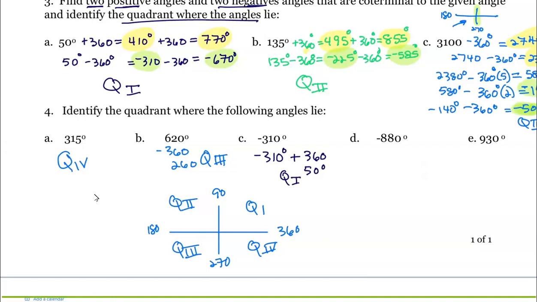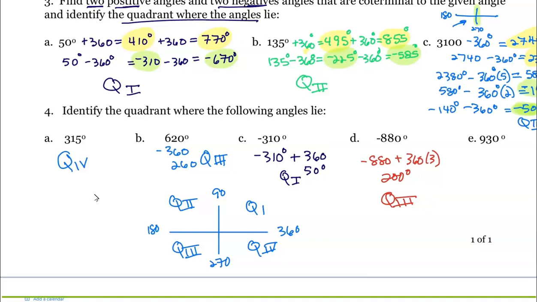Okay, look at this next one. Negative 880. I'm going to add 360. If I add it twice, that's adding 720. That's still negative. So I'm going to add it 3 times. Negative 880 plus 360 times 3. And that's going to give me 200 degrees. And 200 degrees is in quadrant 3. So again, you've got to use coterminal angles in order to identify the correct quadrant.